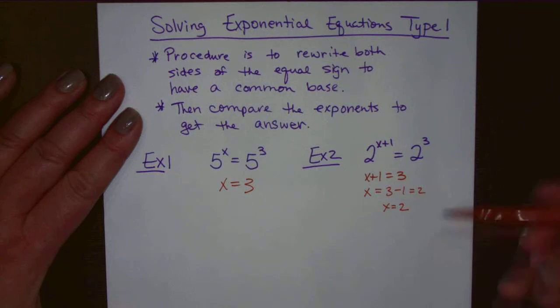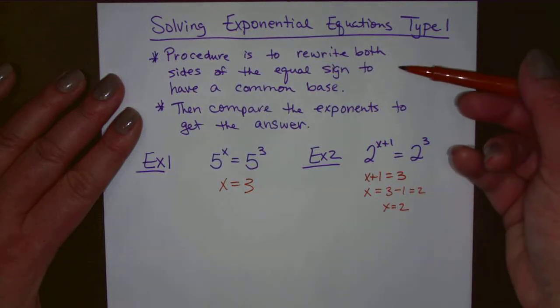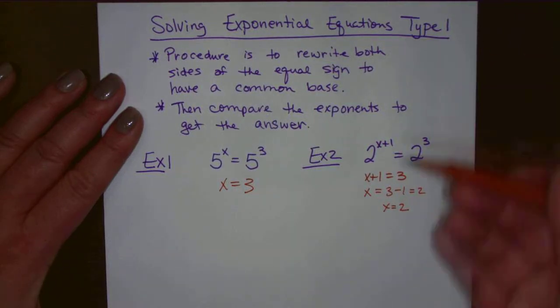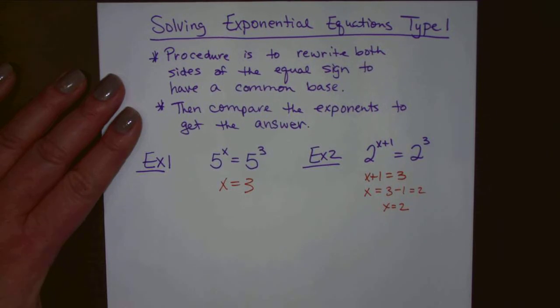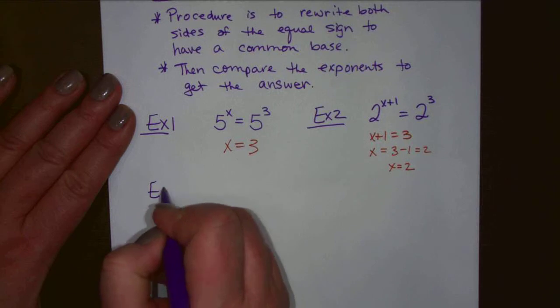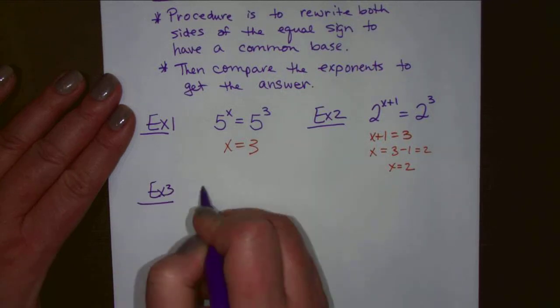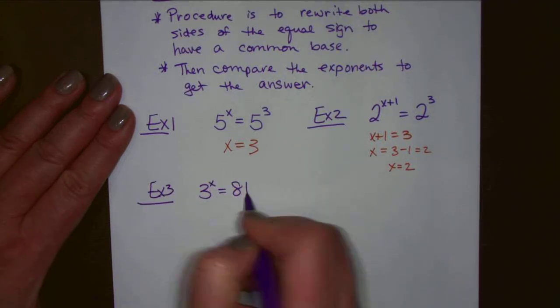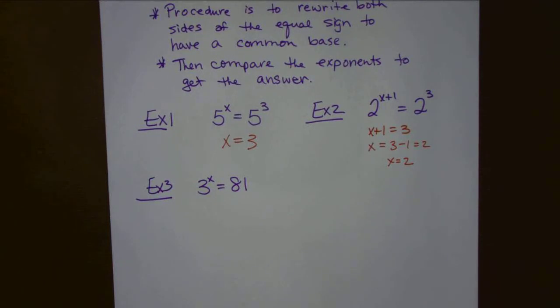Up here I say the procedure is to rewrite both sides so that we can do this. This is type 1, the easy ones, where we can just make them look the same. Let's get a little more complicated. These are all going to work out, but here the bases on either side don't match. One's a 3 and one's an 81, so you can't compare anything yet. But can you change the 81 to be 3 to some power? That's the question. So what are the powers of 3?